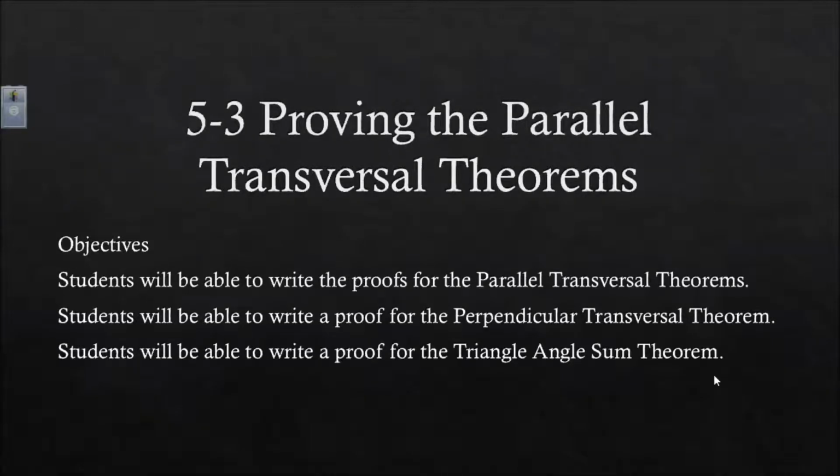Today we're looking at Lesson 3 of Unit 5, proving the parallel transversal theorems. We have three objectives today. The first is that you should be able to write the parallel transversal theorem proofs. You should be able to prove the perpendicular transversal theorem, and you will be able to prove the triangle angle sum theorem, which is actually a theorem from next chapter, but our first opportunity to prove it is in this chapter. Alright, so here we go.